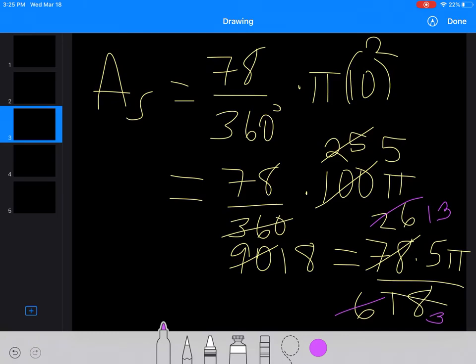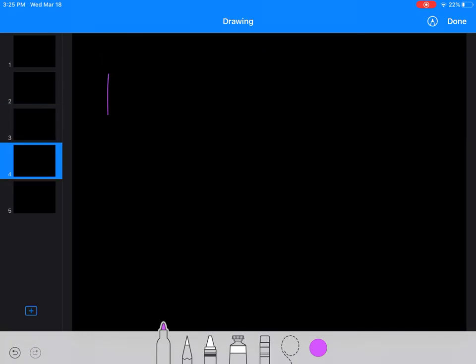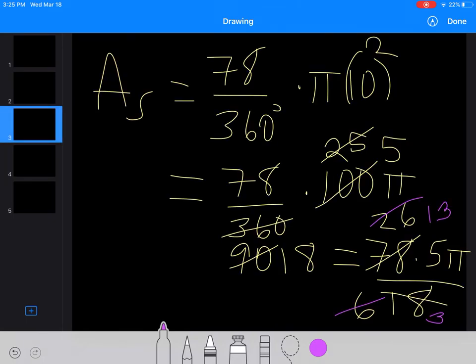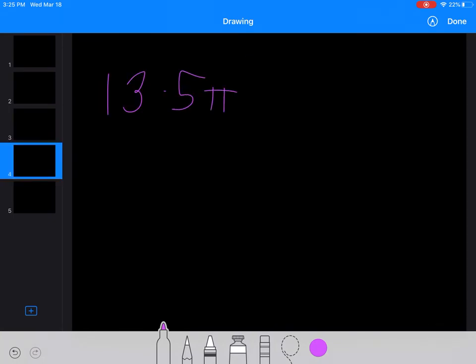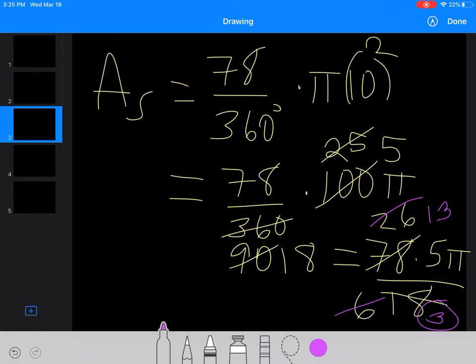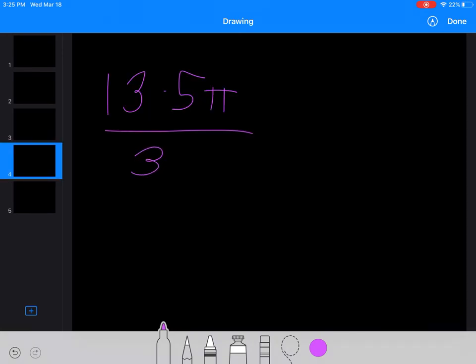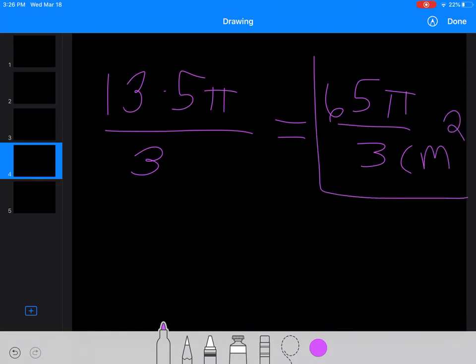Let's go to another slide and clean this up a little bit. So we have 13 on the top, 5 pi on the top, and on the bottom we had that lonely 3 down there, and we can't cross cancel anything else. So we can write this as 13 times 5, well that's going to be 65 pi over 3. However, remember we want the area of the circle, and we had units of centimeters, so we're going to do centimeters squared. So our answer is 65 pi over 3 centimeters squared.